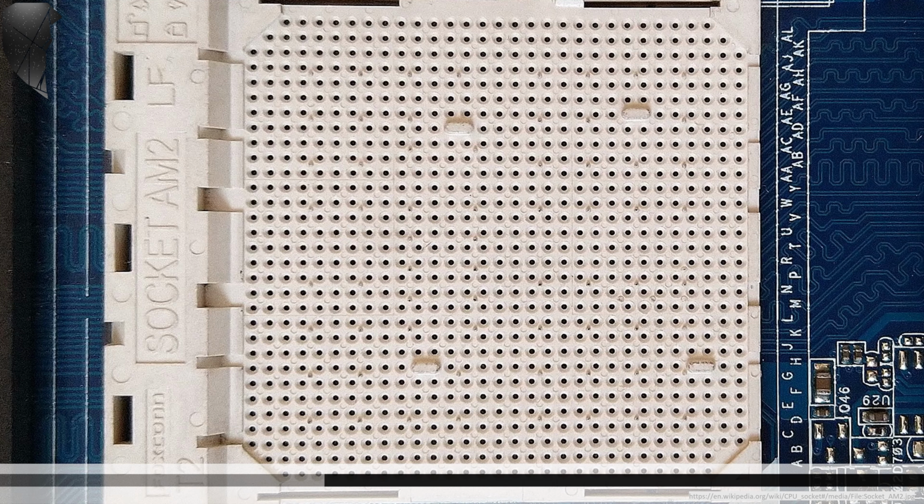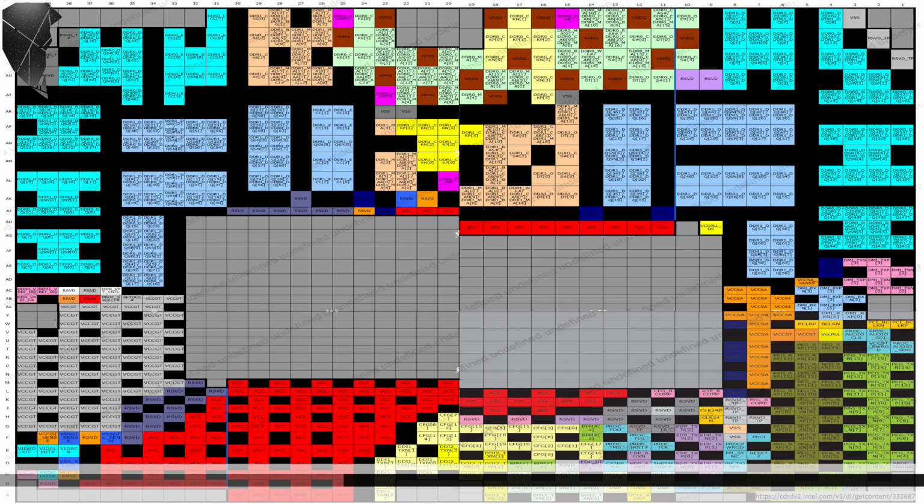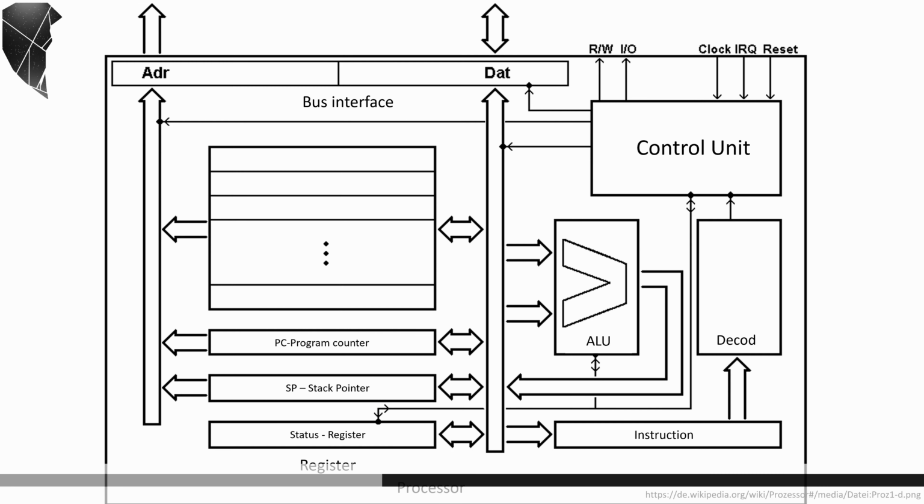The next thing is this is the land map which shows all the connections on the CPU, so let's get right to how the CPU processes stuff.